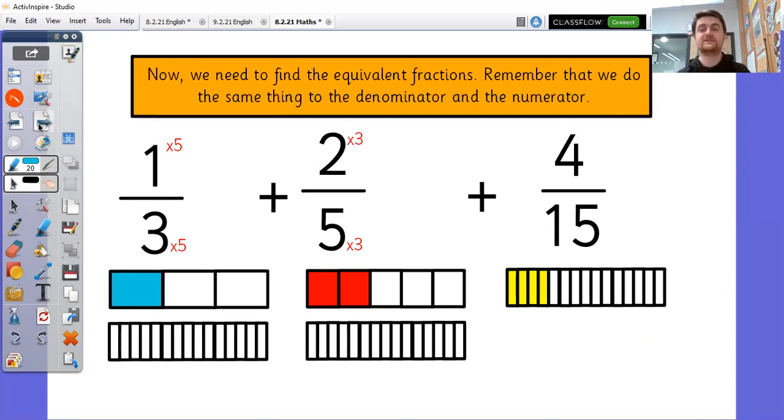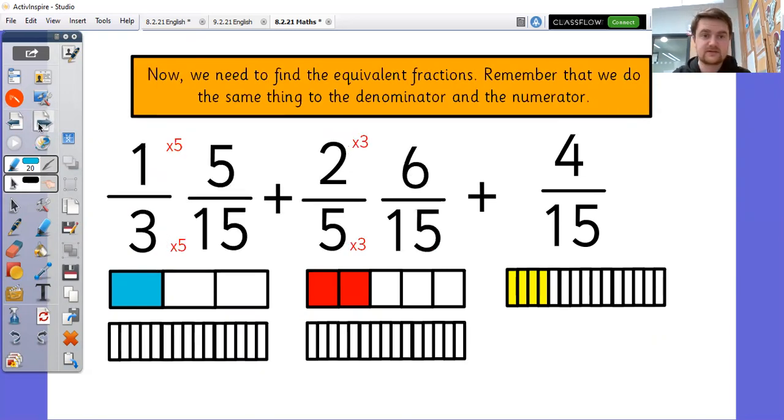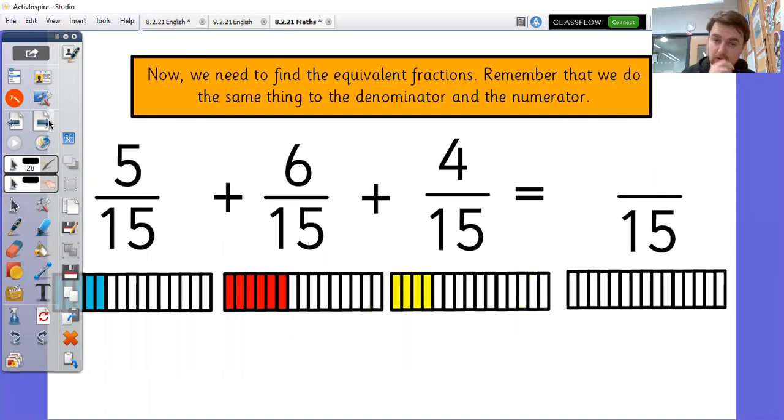So 1 times 5 is 5. 2 times 3 is 6. So I'm left with 5/15 and 6/15. As you can see, in my representation there, they are the equivalent fractions of 1/3 and of 2/5. So now they all have the same denominator. All I need to do is add them together.